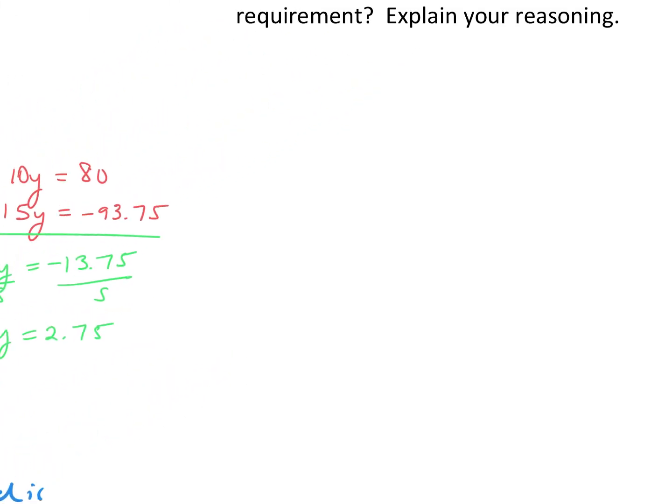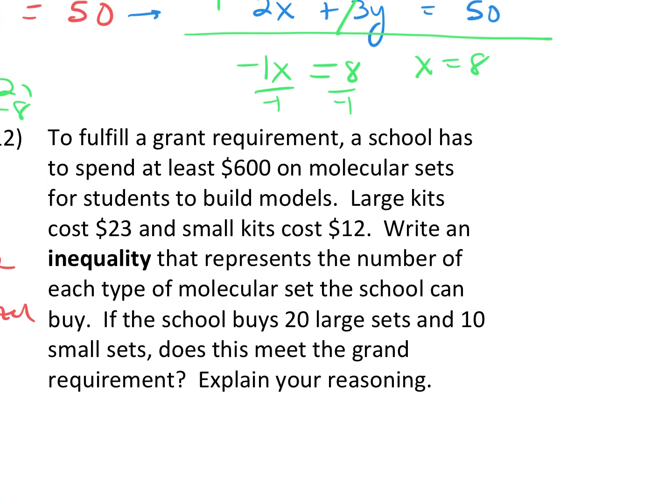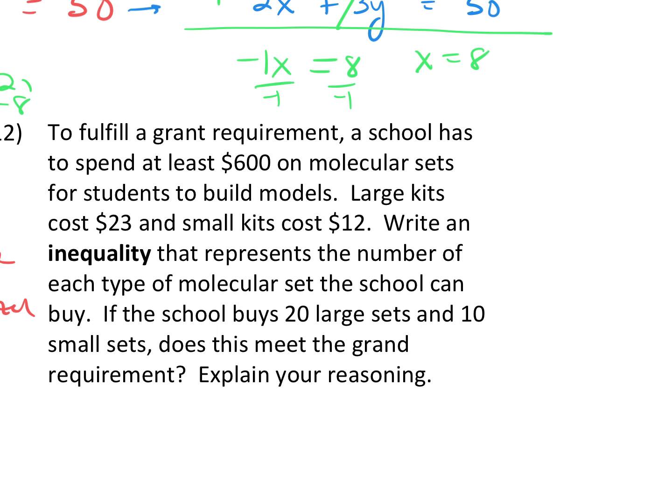All right, last problem is over here somewhere, right? Oh, here we go. All right, to fulfill a grant requirement, a school has to spend at least $600 on molecular sets for students to build models. Large kits cost $23 and small kits cost $12. Write an inequality that represents the number of each type of molecular set the school can buy. If the school buys 20 large sets and 10 small sets, does this meet the grant requirement? Explain your reasoning.